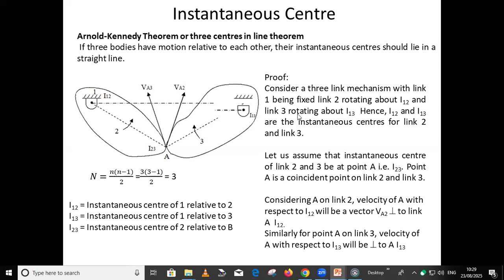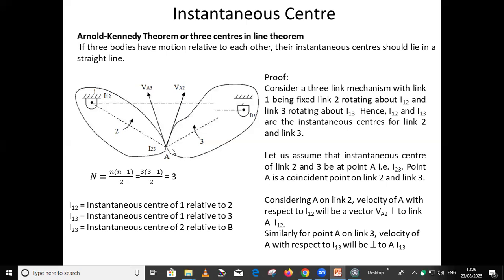Okay. Now the ICR for that part will be I12, the relative motion between 1 and 2. Relative motion between 1 and 3 will be I13. And to get the overall number of ICRs required for the component, N is equal to n into n minus 1 upon 2. So 3 into 3 minus 1 upon 2.